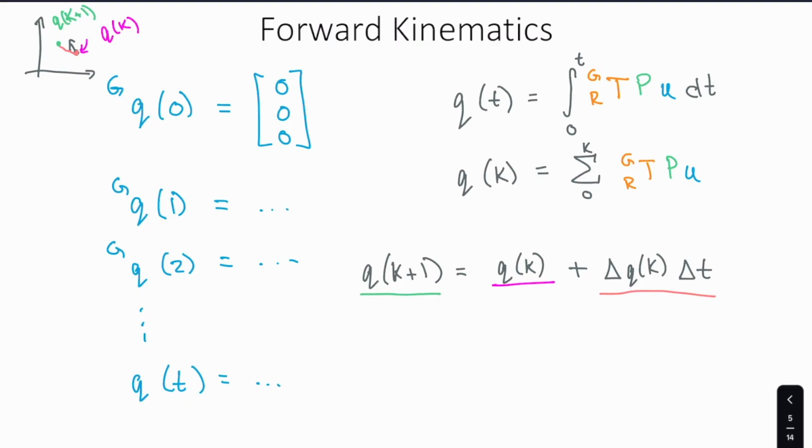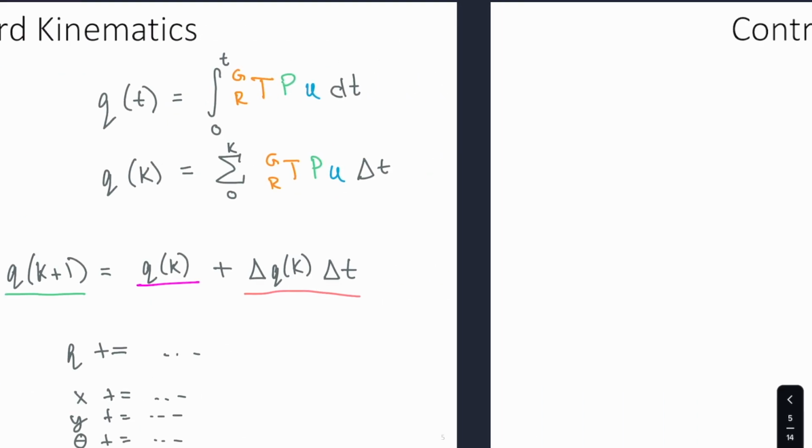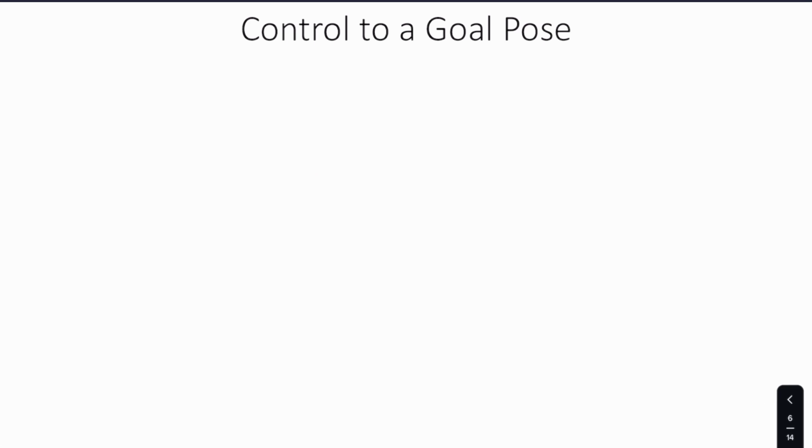So in your code, you would have something like Q plus equals, or if you broke Q out instead of it being some sort of object in C++, you could say X plus equals, Y plus equals, and theta plus equals. And that'll be a nice place to drop off for this video. And in the next one, we'll put all this together and start being able to direct our robot to a specific goal pose.